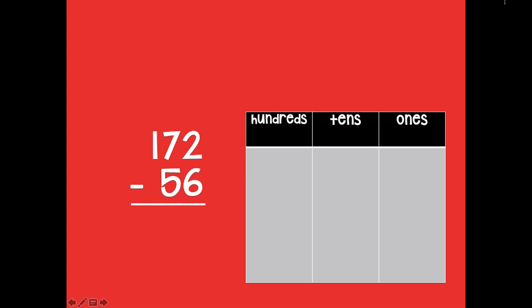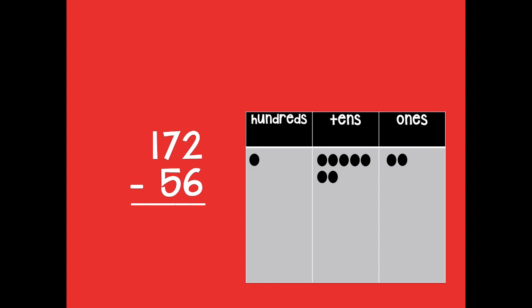All right, friends, let's take a look at our first problem. We have 172 minus 56. Remember, when we're subtracting, the only number that's going to be on my place value chart is my largest number, which is 172. I'm not adding that 56 to my place value chart, so I don't have to model that number. I'm only going to subtract it.